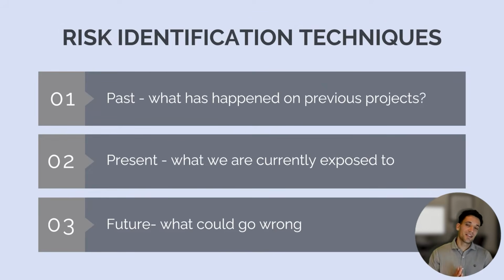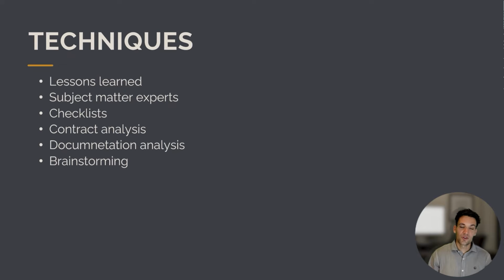So how do we identify these sources of uncertainty that matter? Well, there's 3 ways we can do this. We can look at the past, so what has happened on previous projects to give us an indication of what risks may eventuate in our project. We can look at the present. We can talk about what we're currently exposed to. We can talk about the future. What could go wrong? We could use brainstorming. So using these 3 broad buckets of past, present, and future, there are some techniques we can use that integrate these.